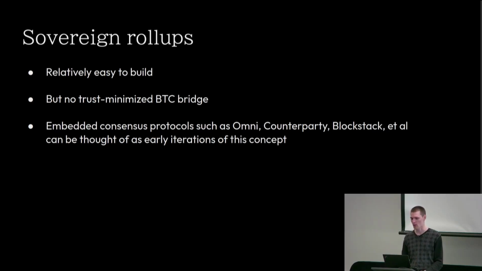And you can think of embedded consensus protocols like Omni, Counterparty, or Blockstack, et cetera, as early iterations of this concept. The main difference being that instead of having a dedicated block producer who aggregates the transactions and then puts them into a single Bitcoin transaction to get them confirmed, in these protocols, users were just putting their transactions directly onto Bitcoin. And then there was this separate full node software that was reading Bitcoin blocks and interpreting the Bitcoin transactions as being related to their protocol. But it's a conceptually very similar concept.